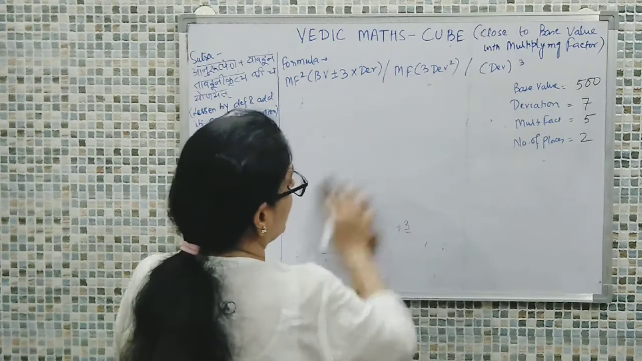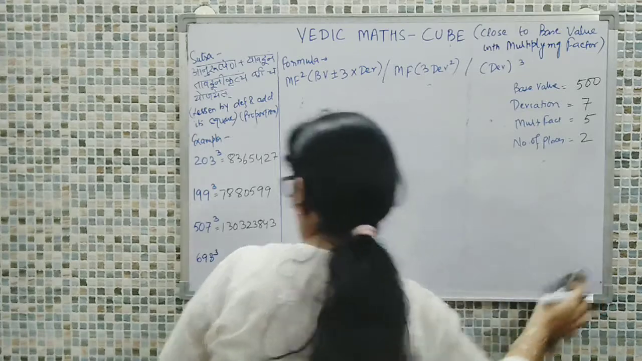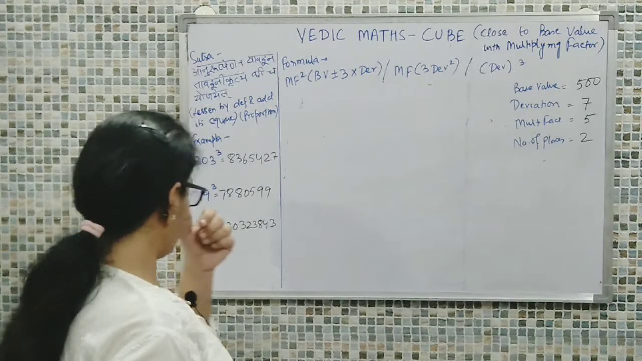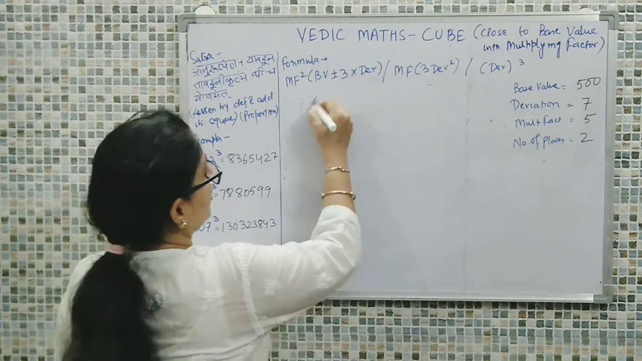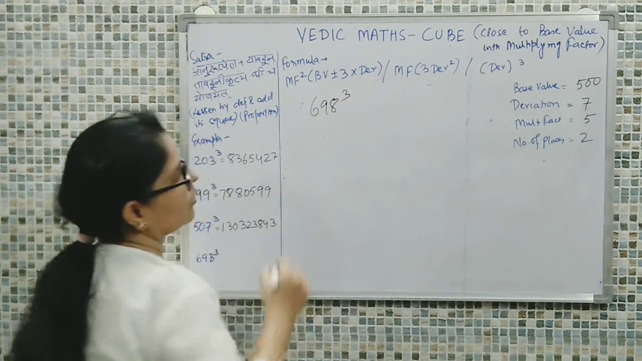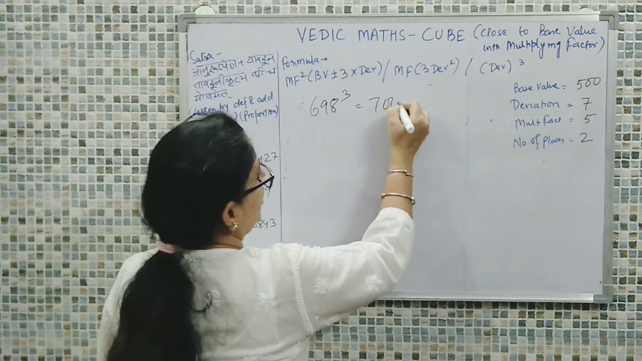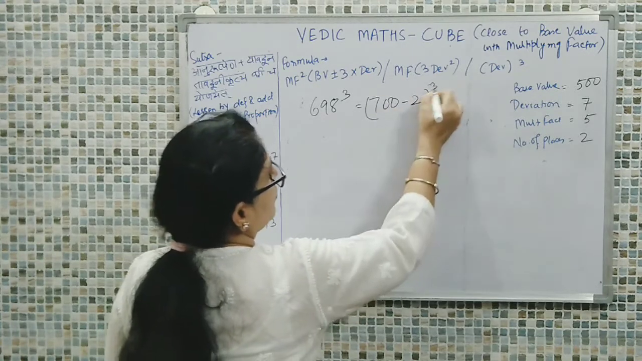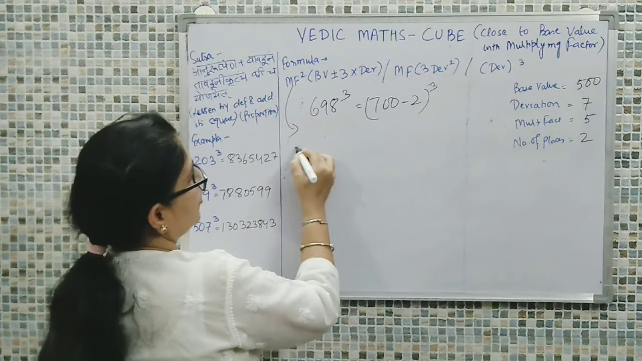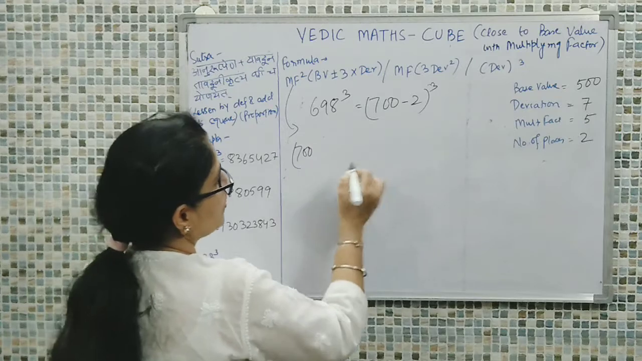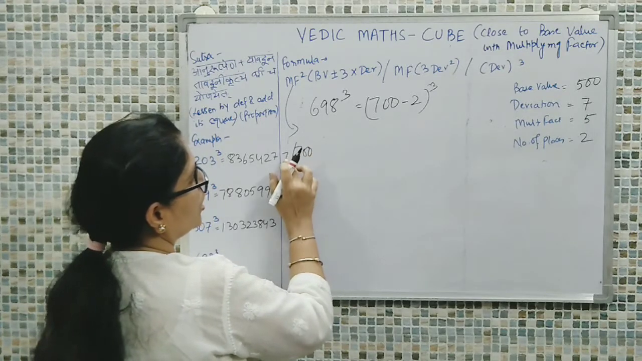Now taking up the next question, I'll just give a hint about how to go about the calculation, and it is expected that you can go on with the work on your own. So that is to calculate the cube of 698. So we have 700 minus 2. Next, you just need to use the formula. Here the base value is 700 and the multiplying factor is 7.